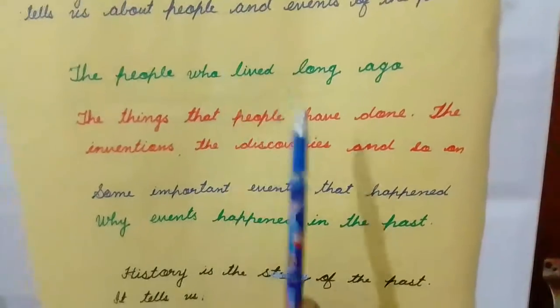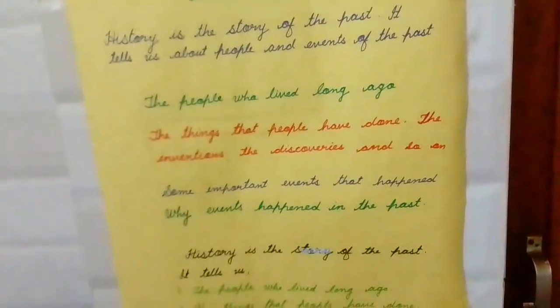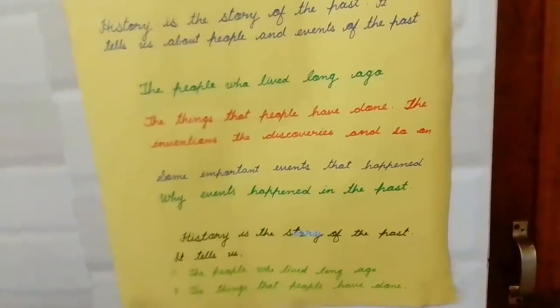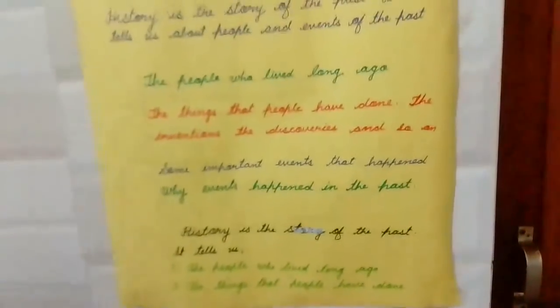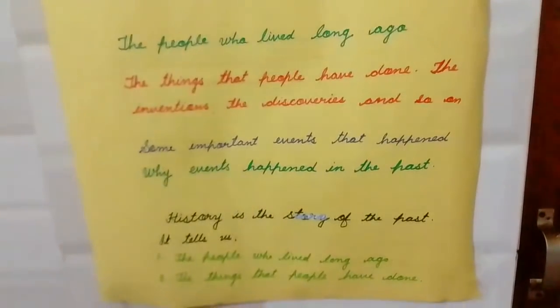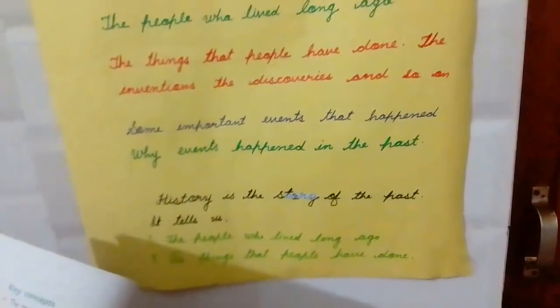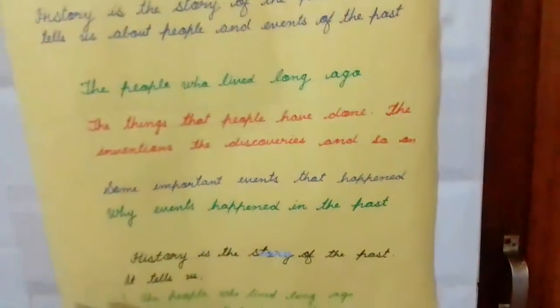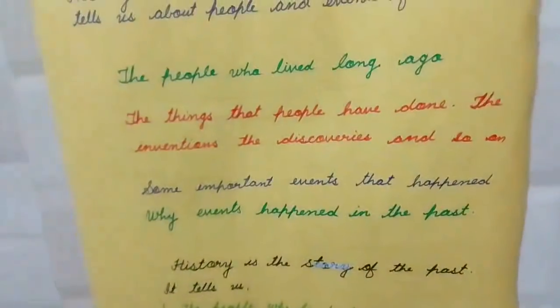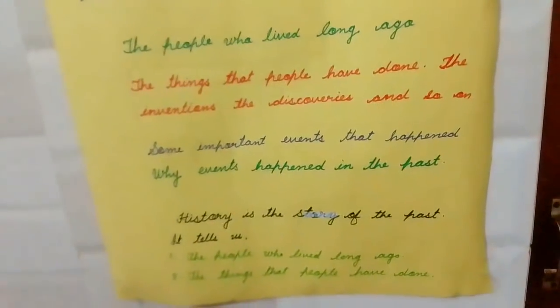The things that people have done. For example, the first toys that people made, the first cities that they built, the invention of the wheel, the discovery of fire, the battles, and so on. The invention of the wheel was a major landmark in the history of early humans. And the discovery of fire was an important event in human history.